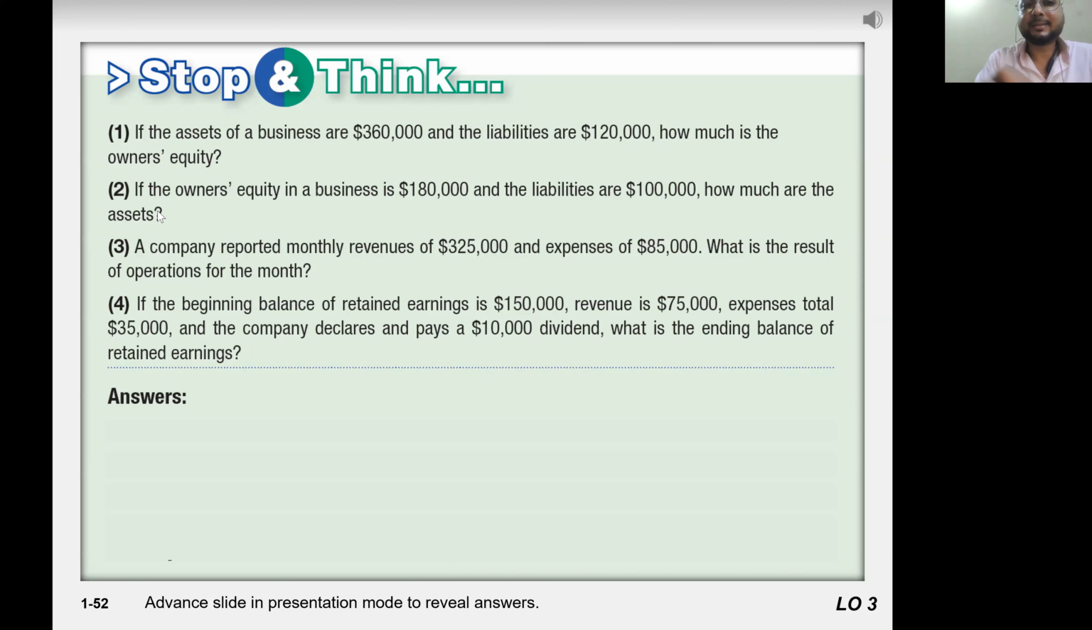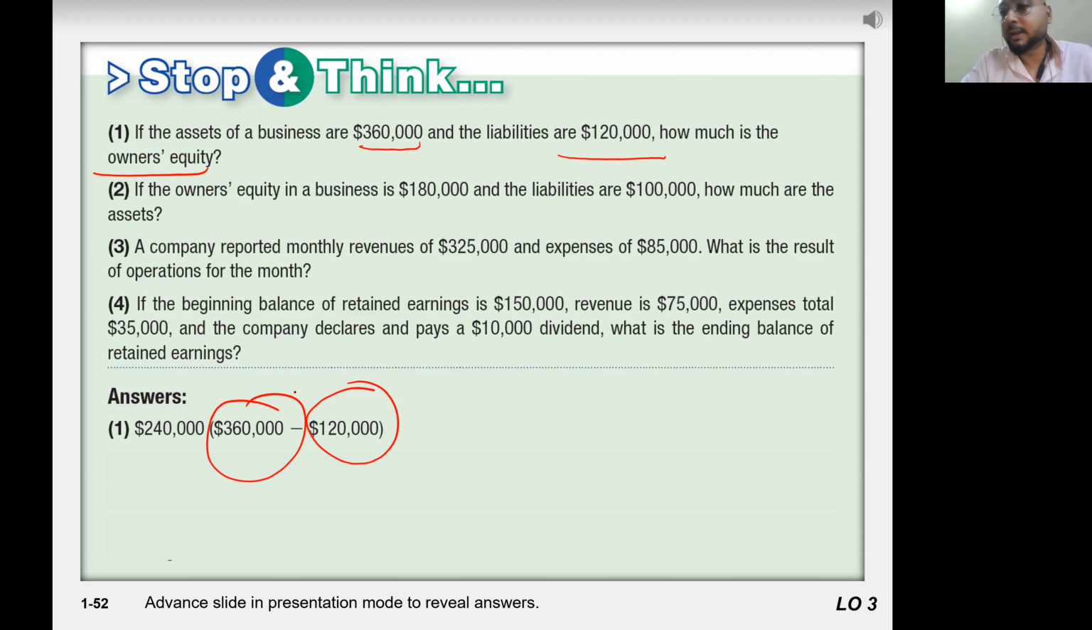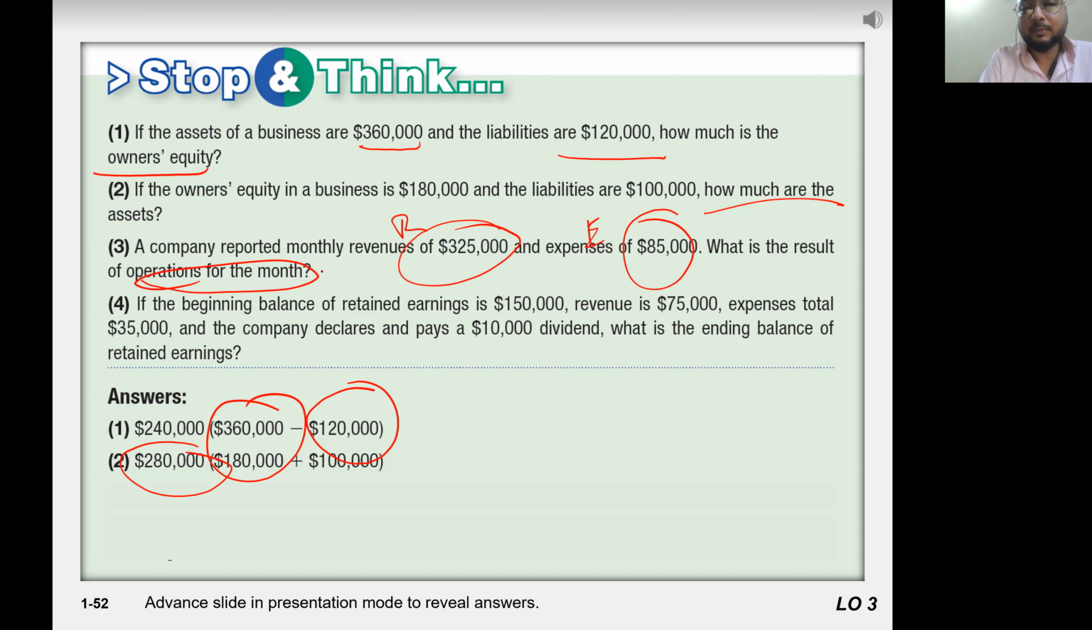So here we go. Let's compare the answers. If the assets are 360,000 and liabilities are 120,000, how much is the owner's equity? Simple. Rearranging the equation, you got 240,000, right? Please compare your answer. Number 2, it's 280,000 assets. Number 3, a company reported monthly revenues, which means your sales, and expenses of 85,000. What is the operation of the month, which means net income? Revenue minus expense.